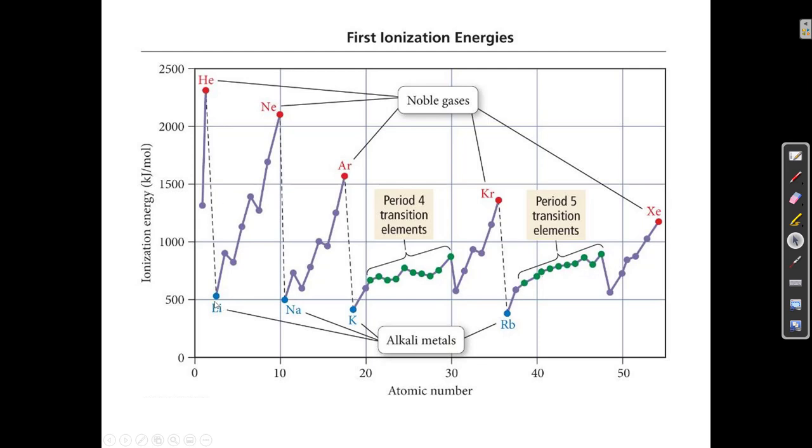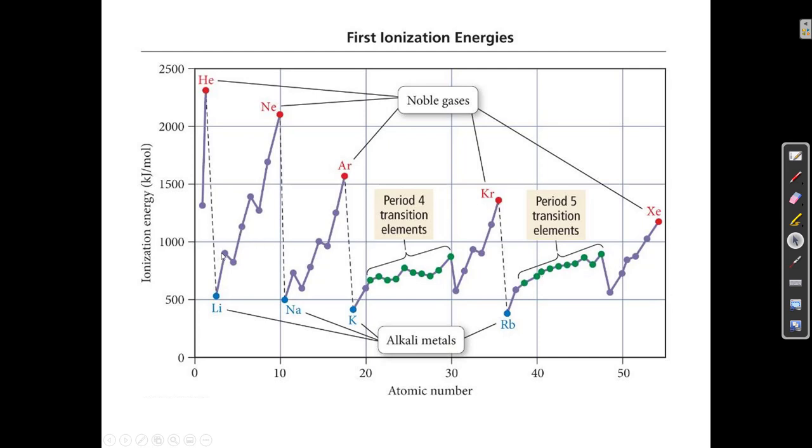So we can see across a row, lithium is the lowest, and there's a couple of exceptions where it goes up and then down a little bit, but for the most part, the trend is up. Lithium is the lowest, neon is the highest. Sodium is the lowest, argon is the highest. So at the beginning of the row, we have the lowest ionization energy, and at the end of the row, we have the highest ionization energy.